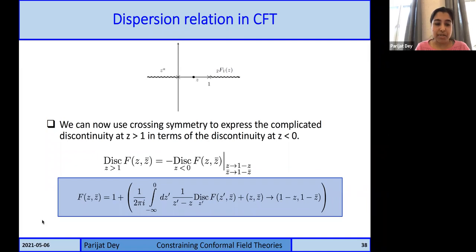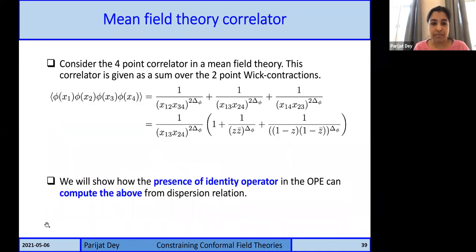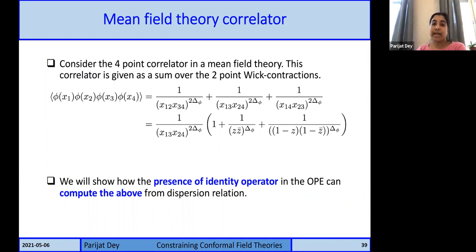Now let's try to see how this works in an example. Okay, so let's consider the mean field theory correlator, the 4-point correlator in a mean field theory. We can actually compute this correlator as a sum over 2-point Wick contractions. So we have this correlator and we factor this out. So this is just a convention, how we were defining the correlator.